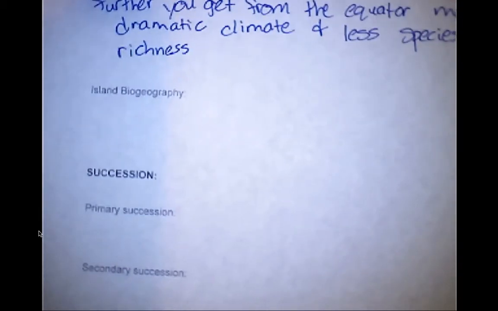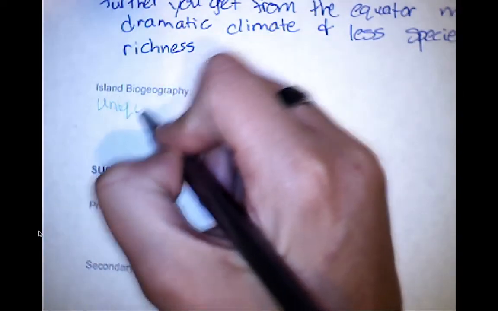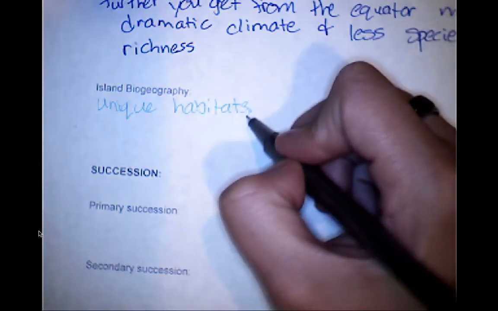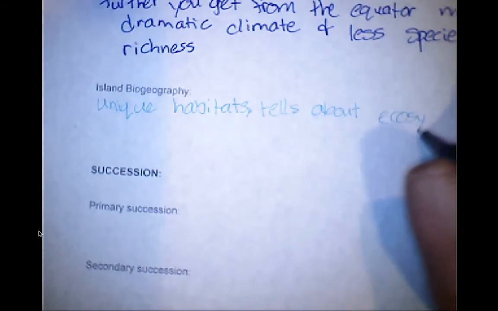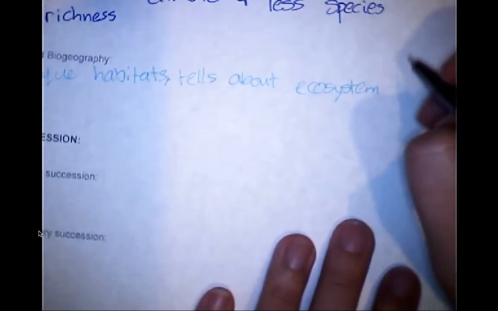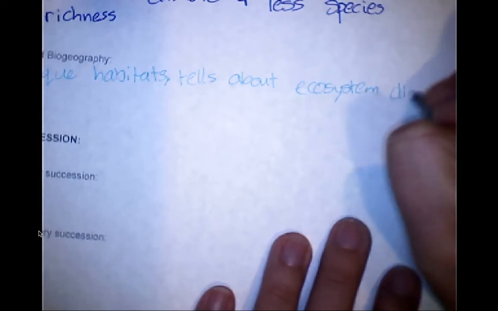Okay? Your book talks a little bit too about this idea of island biogeography, and you're going to apply the concepts about how you can repopulate islands. Island biogeography is just really unique habitats because they're isolated. And it tells a lot about ecosystem dynamics. You can see how things get repopulated and how fast things can get repopulated. You can see how many species are able, how many niches are available for use. It tells about ecosystem dynamics.